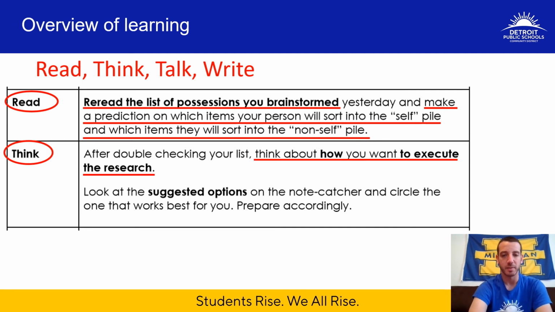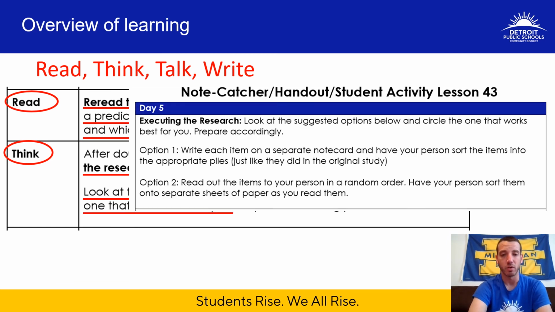For the Think section, you're going to think about how you want to execute the research. And this will all make sense when you go to the note catcher. You're going to look at the suggested options on the note catcher and circle the one that works best for you and prepare accordingly. And we'll actually go over this today in the model, but you're going to have 2 different options to choose from and how you want to carry out this research study. And it's up to you to choose the one that makes the most sense for you based on the materials you have and what you think will be the easiest for the person you're researching to engage with.